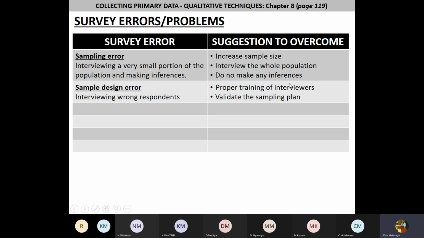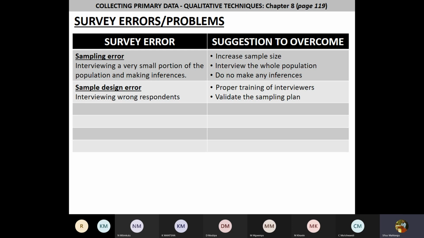Validating the sampling plan ensures that we interview the correct respondents. You can also suggest any other method that comes into your mind here, but it should be as practical as possible, as well as relevant to marketing research. The important thing is to understand the error.